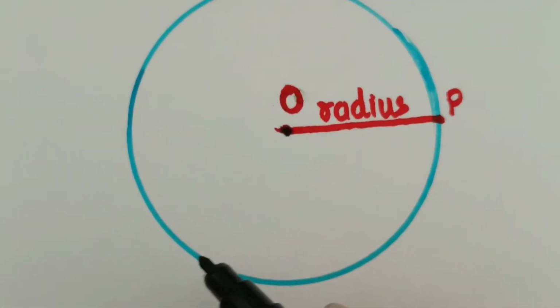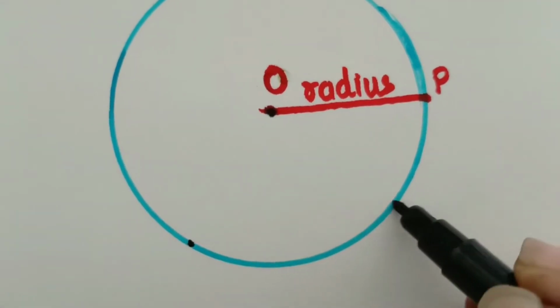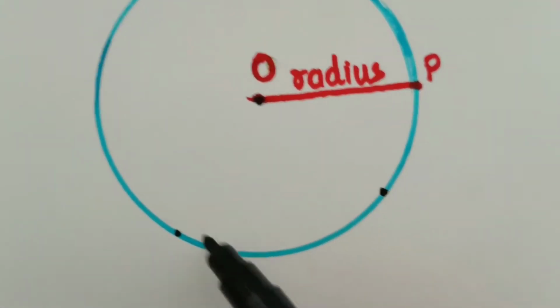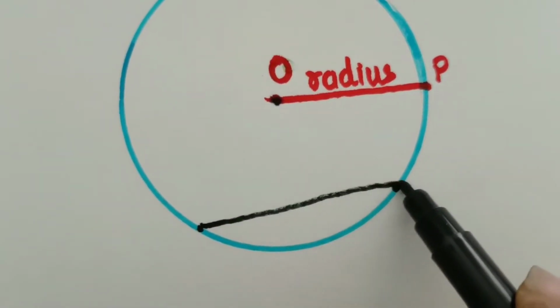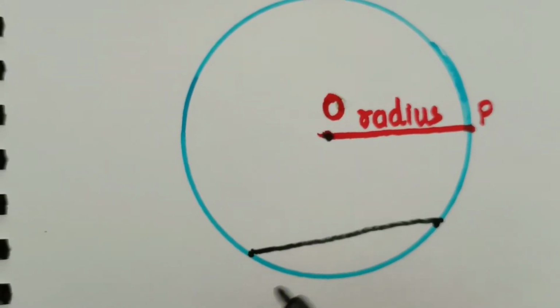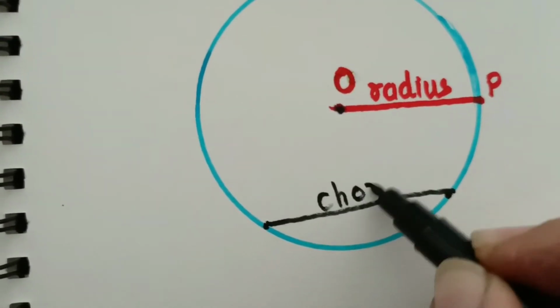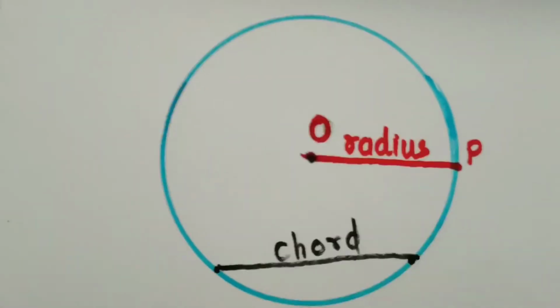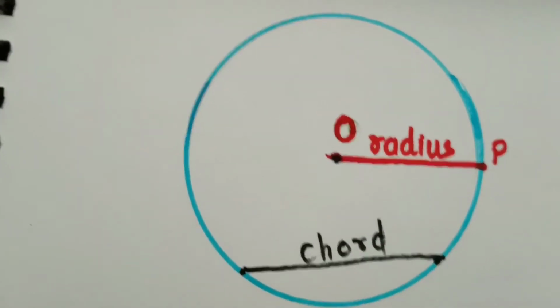Now if I take any 2 points on the circle and join them, this segment formed by joining any 2 points on the circle is known as a chord. That means a chord is a segment which joins any 2 points on the circle.